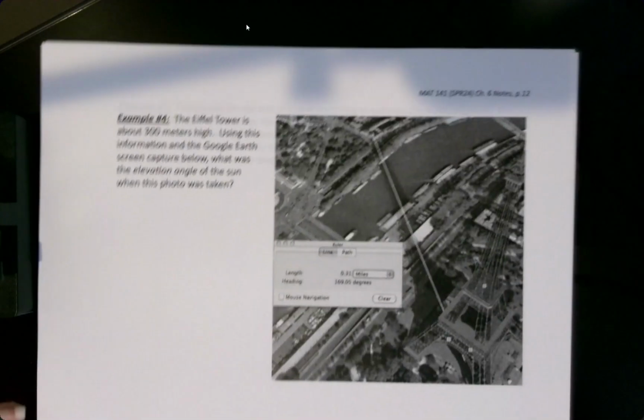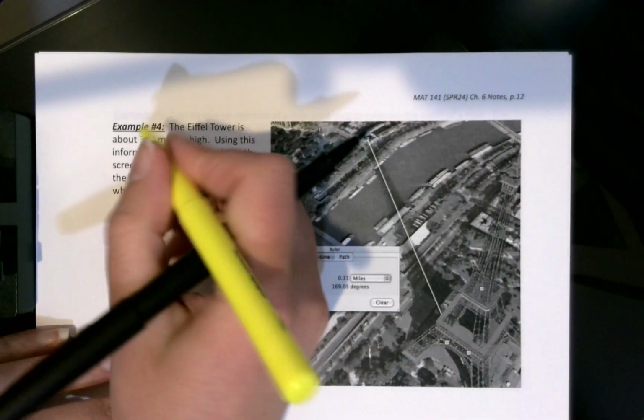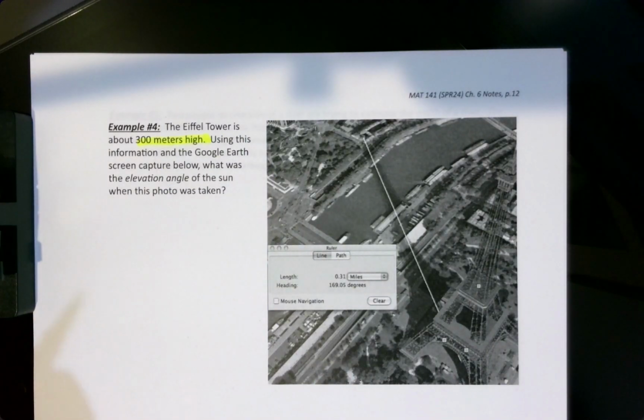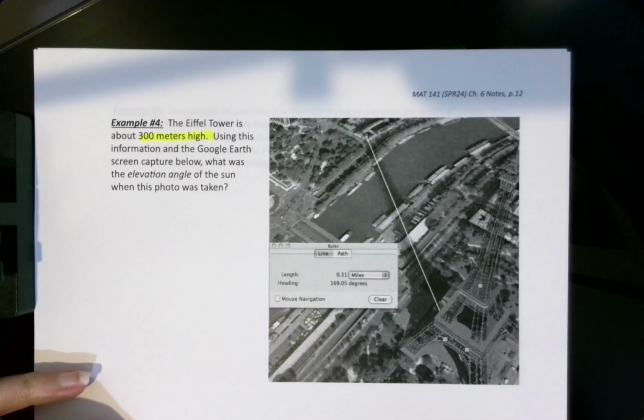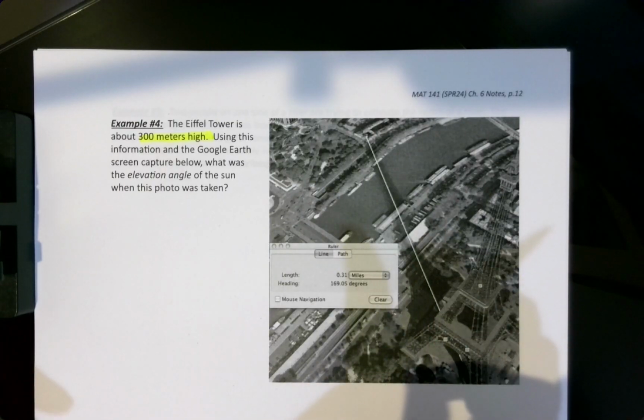All right. Okay, so the next question, the Eiffel Tower is about 300 meters high. Using this information and the Google Earth screen capture, what was the elevation angle or angle of elevation of the sun when this photo was taken?